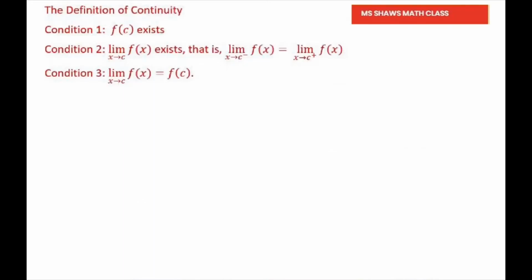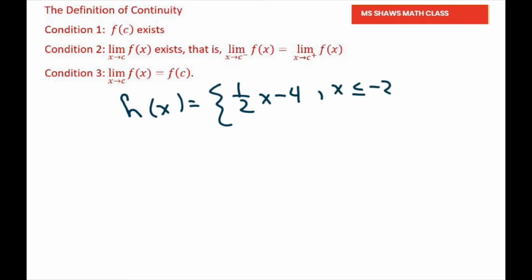So the first thing we're going to do is write this down. We have h of x equals 1/2 x minus 4 for x less than or equal to -2, and 3 minus 2x if x is bigger than -2. Alright, so we want to test for continuity. For this function to be continuous, it has to meet all three conditions in this order.